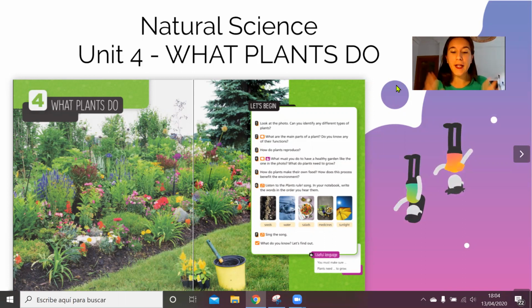So we are going to start Unit 4 of Natural Science. As always, when we start a new unit, we speak about the two first pages of the unit that are the ones that you can see here. Do you see them? I'm touching them with the arrow. I'm going to start the unit with you to help you a bit, because you have to do activities 1, 2, and 4 on this page. I'm going to help you answer the questions because you might not remember everything from last year.